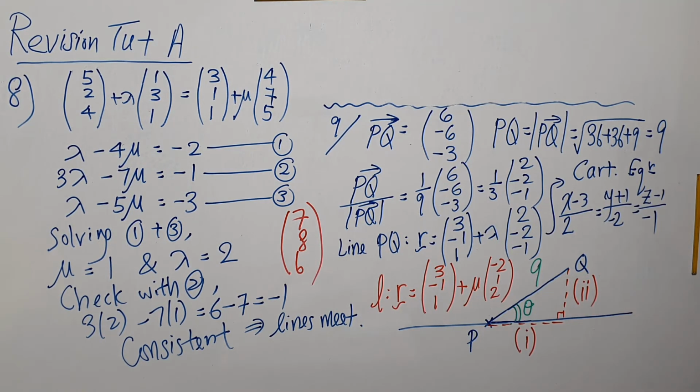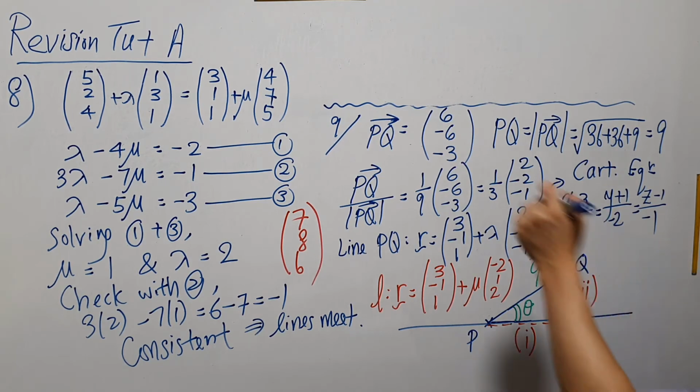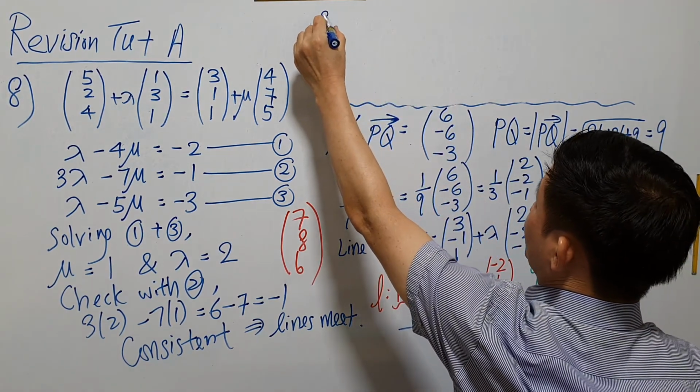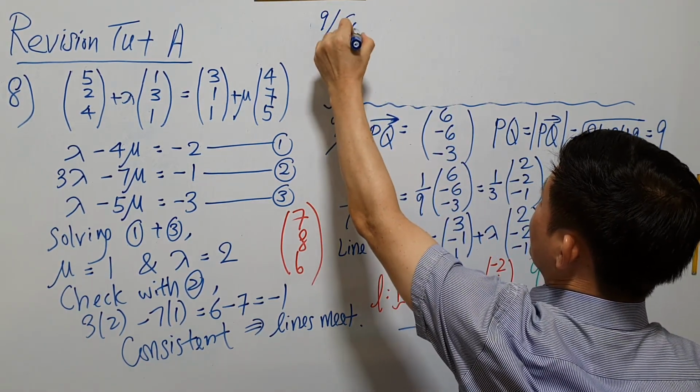How do you find the angle theta? Earlier on, we had the case of the angle between two lines in number 8. Now it's the angle between a line and a vector PQ. The same steps are to be used. How do you do it? I'm going to write number 9. Continue.